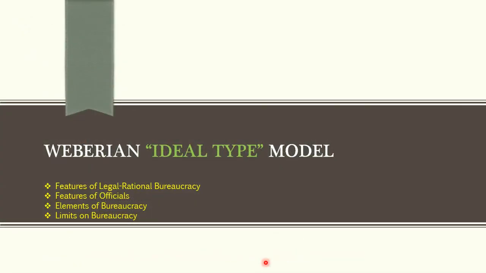So we'll finish this session here, and the second session will actually deal with the ideal type model Weber gave us, right? Weber gave us a model of bureaucracy. We'll see what the features of this model are in my second session.